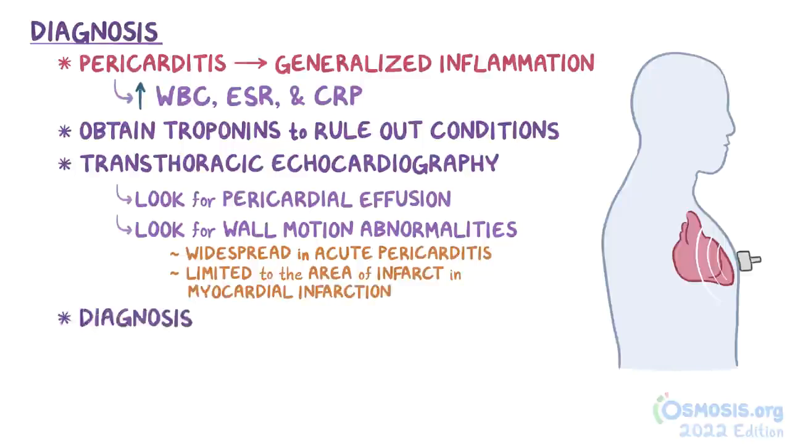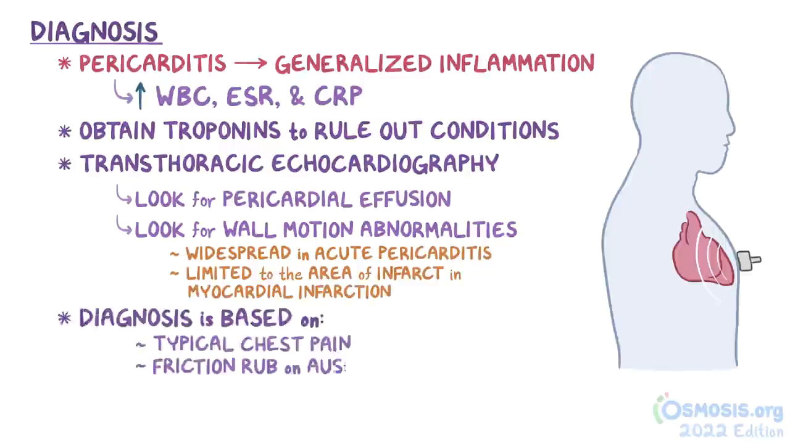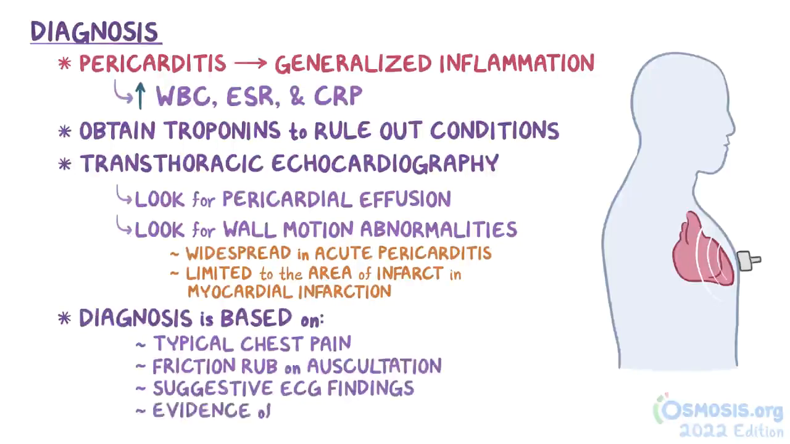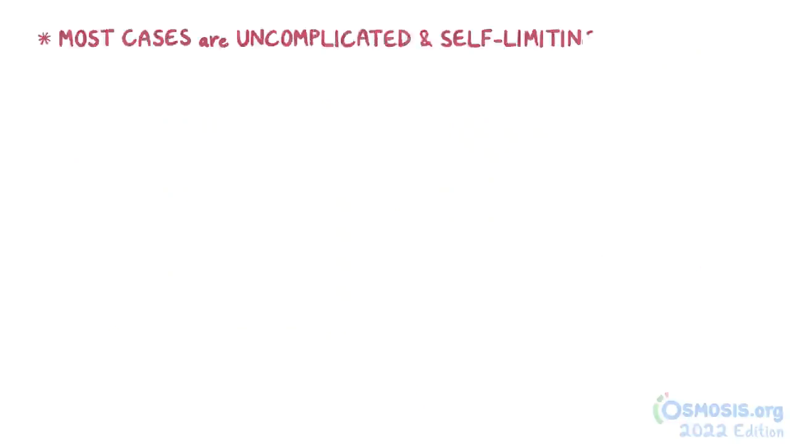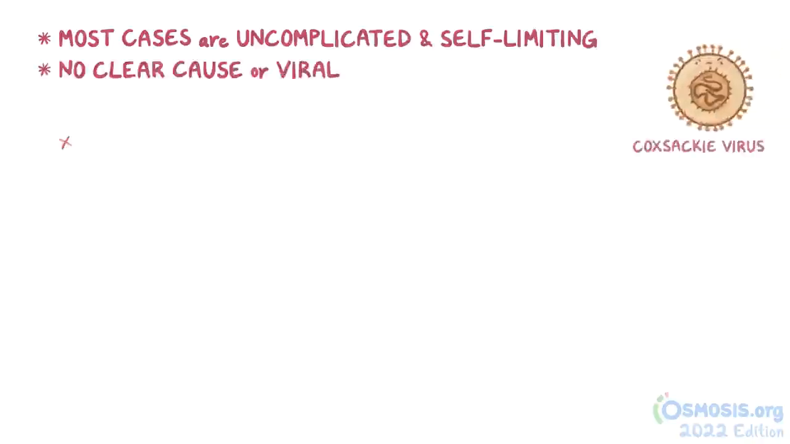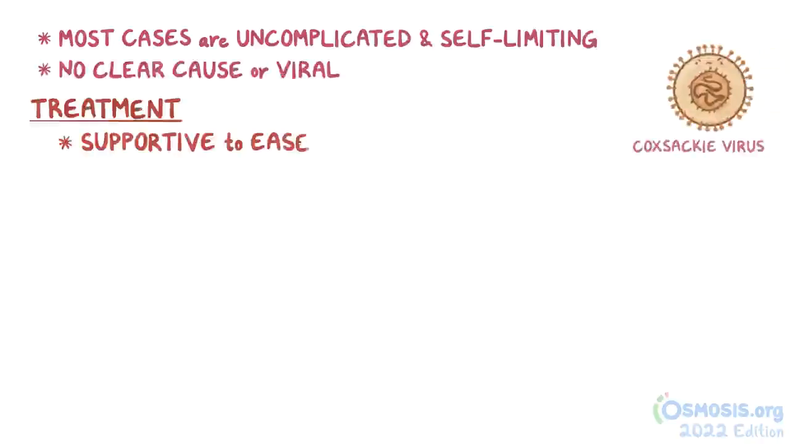Diagnosis of acute pericarditis is based on having the typical chest pain, a friction rub on auscultation, suggestive ECG findings, and evidence of a pericardial effusion. Most cases of acute pericarditis are uncomplicated and self-limited, and most of the time there's no clear cause identified, or it's thought to be viral pericarditis, like from Coxsackie virus. Supportive treatment is given to ease the pain and inflammation.